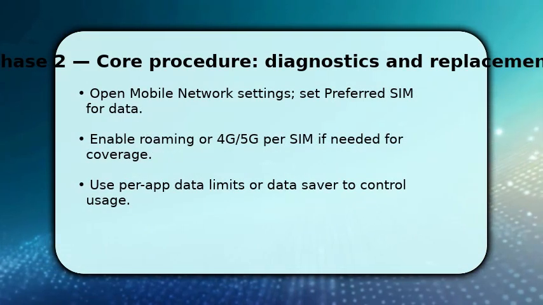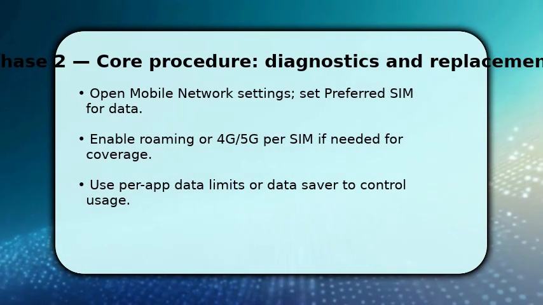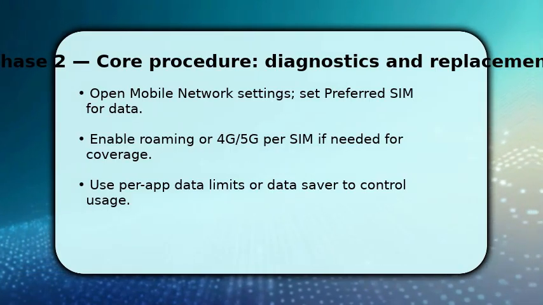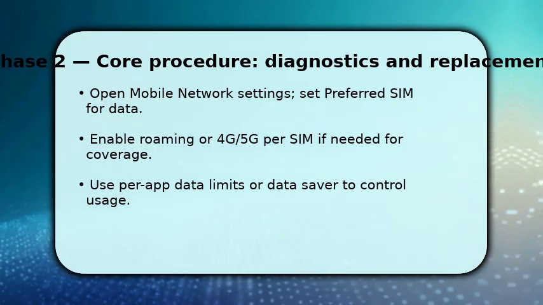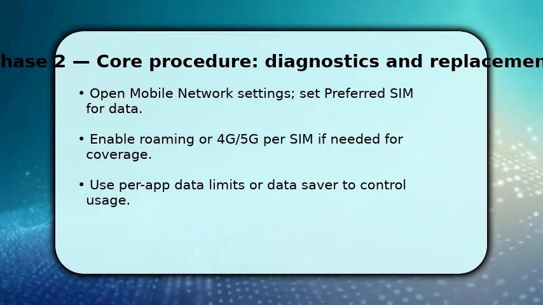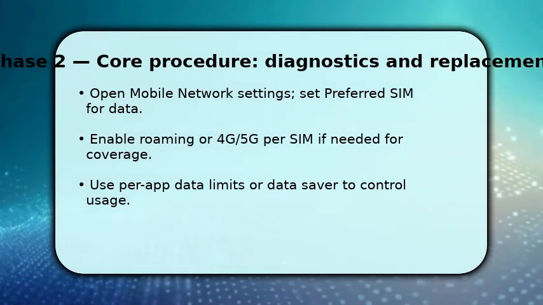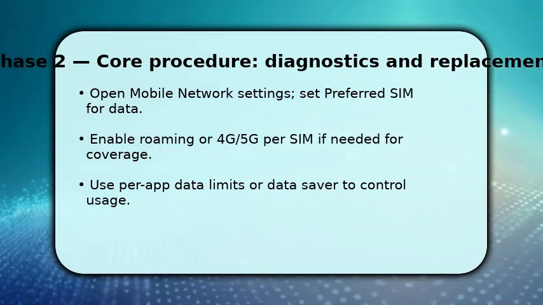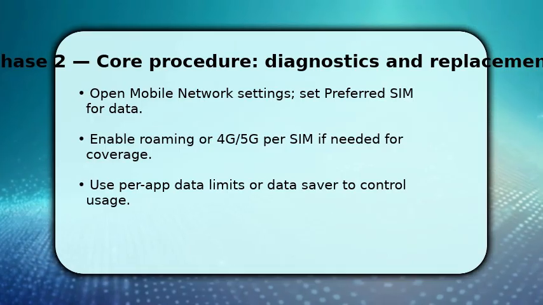Next, configure how the phone switches between SIMs for data and why each choice matters. First, in Mobile Network Settings, select the preferred SIM for data. This avoids dropped connections. Then enable 4G or 5G on the chosen SIM to get full speeds, and turn on data roaming only if traveling, to avoid unexpected charges.